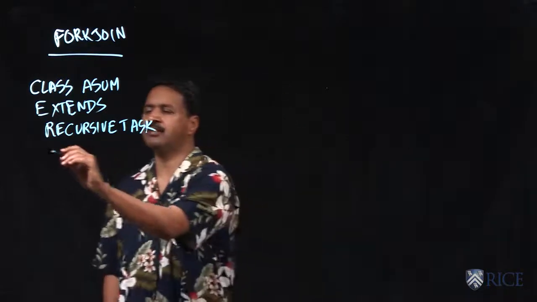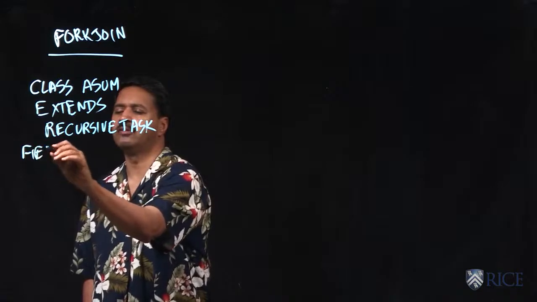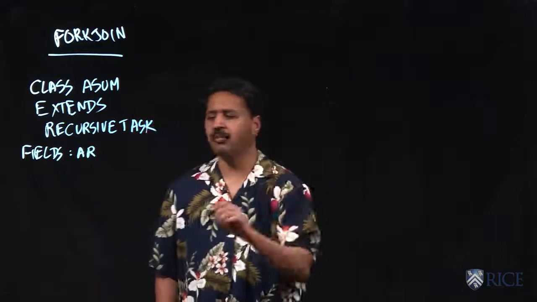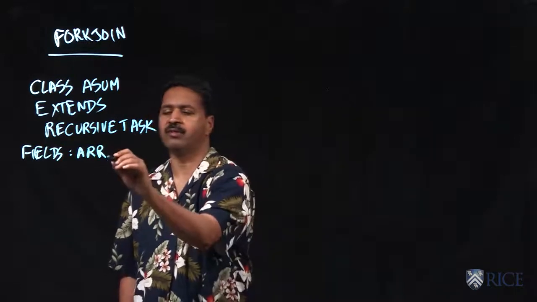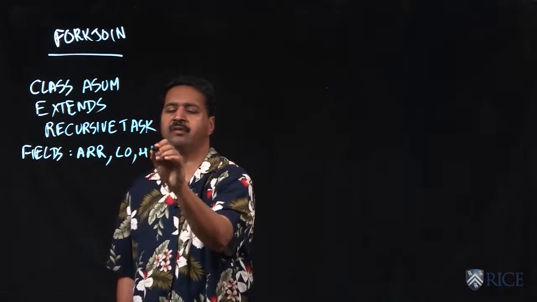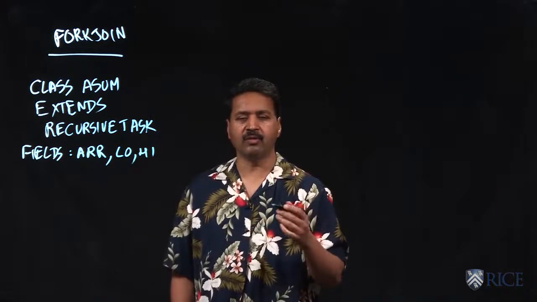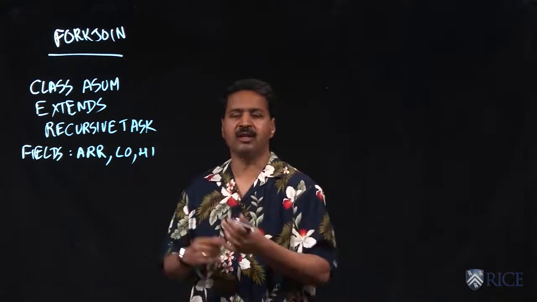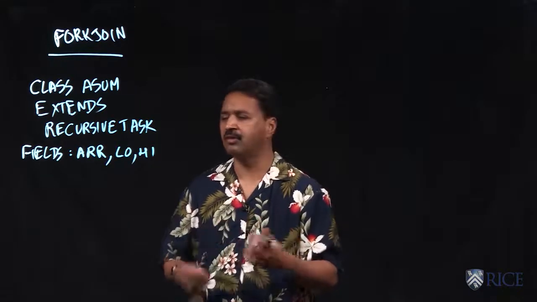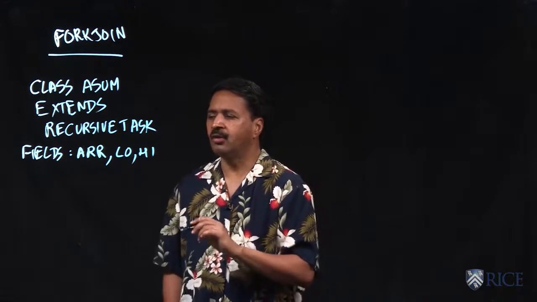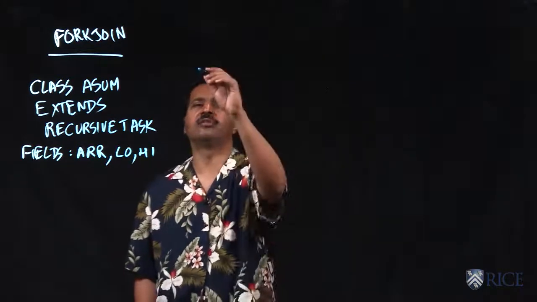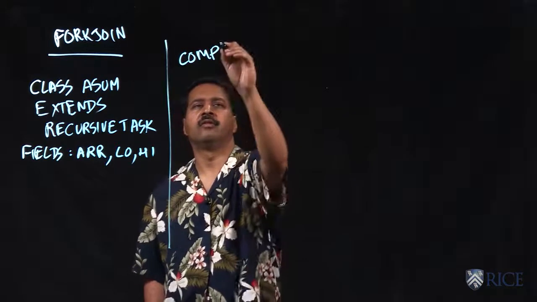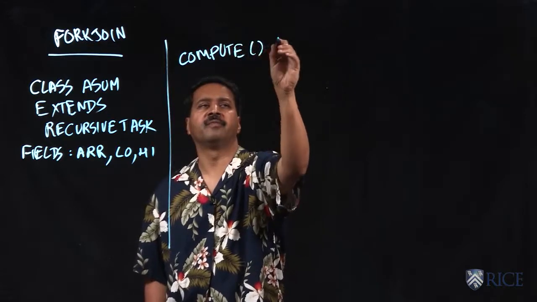Now, once we have that, there'll be some fields, of course, and in the case of the array sum example, we have a reference to the array, we have a low and a high for the range, and earlier when we were doing imperative tasks, we actually had a field for the sum. As we'll see, we don't need that over here because the sum will be encoded in the return value. So then what we need to do is define the compute method for the ASum object.